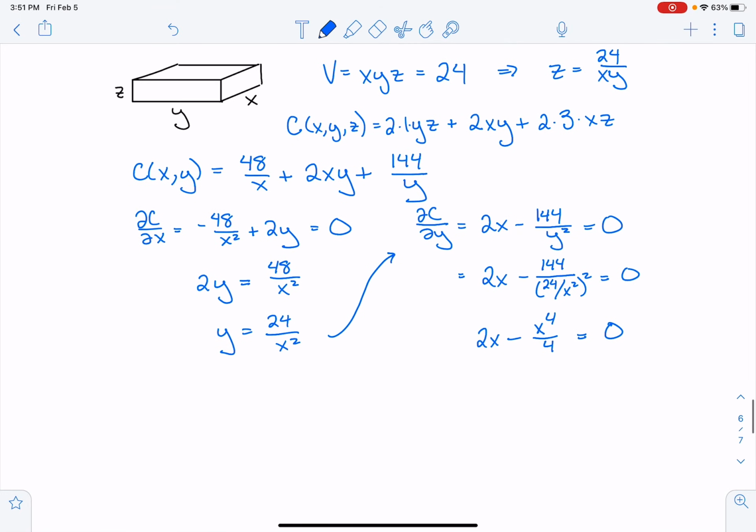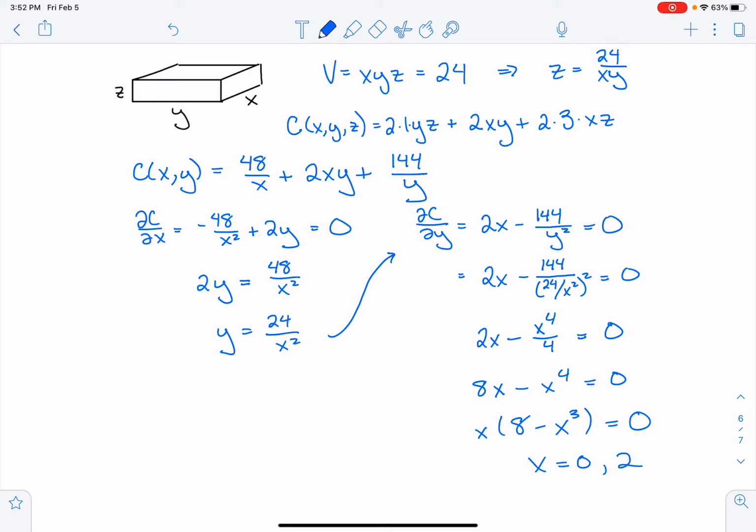Okay, let's just do a little bit of easier manipulation, maybe multiply everything by 4. So I'm going to get 8x minus x to the 4th is equal to 0. So I'm going to get x times (8 minus x cubed) is equal to 0. So either x is 0 or x is 2.